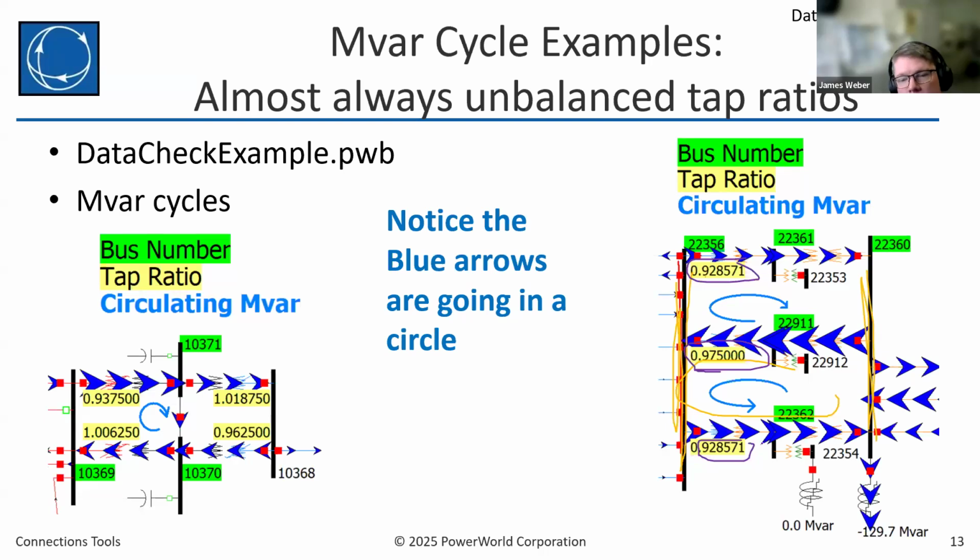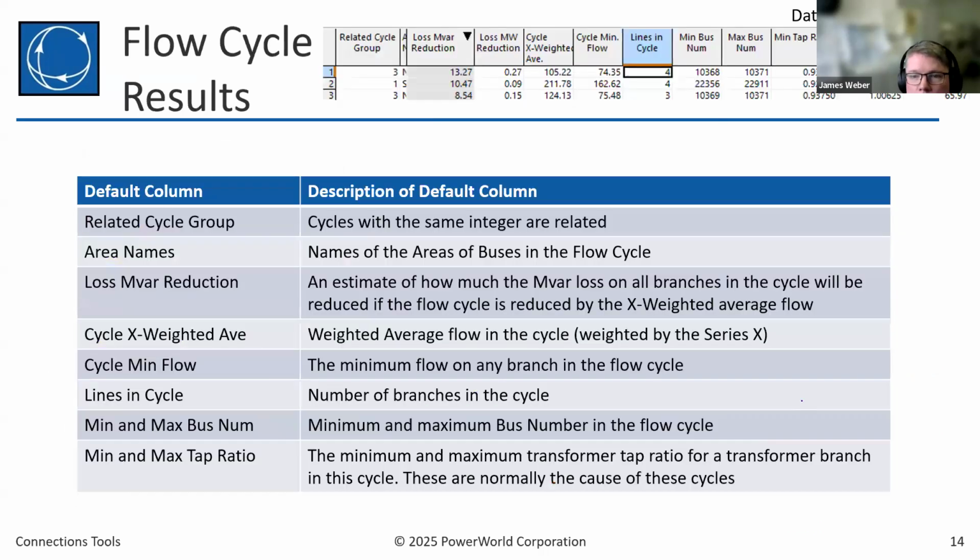One interesting thing, when I look at EMS cases like real-time models, I see very little of this because I'm sure in real operations of a power system, the engineers who operate the system are very careful of this because they don't want the circulating vars. Whereas in a large planning case, it's very easy to miss this. So this tool will find those for you.